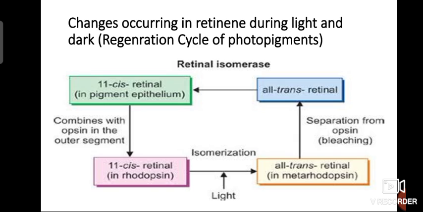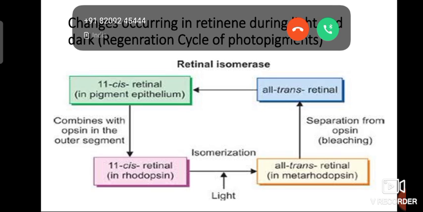All-trans retinal is converted into 11-cis retinal by retinal isomerase in the pigmented epithelium. Then 11-cis retinal in the pigmented epithelium combines with opsin in the outer segment, and again the 11-cis rhodopsin is formed.